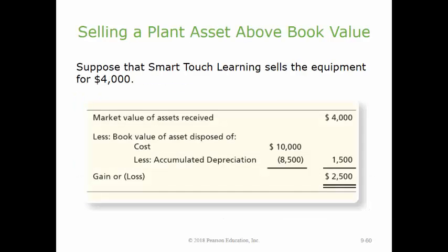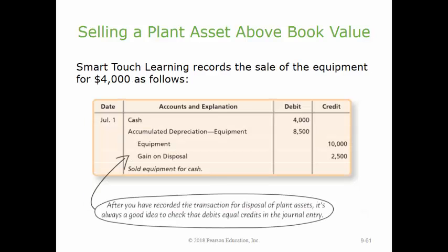If Smart Touch Learning sells the equipment for $4,000, a company will record a gain on sale of the equipment. Notice that the cash received is more than the book value of the asset. When a business sells an asset for more than its book value, a gain is recorded. The account gain on disposal will be used. This account has a normal credit balance and is reported in the other income and expenses section of the income statement. In recording the journal entry, Smart Touch Learning will remove the old equipment and accumulated depreciation from the books. Step 2, record a debit to cash for $4,000. Step 3, and then record a credit to gain on disposal.